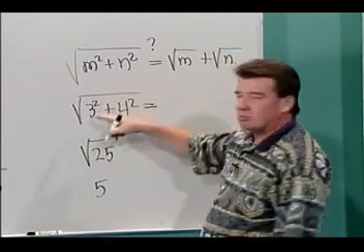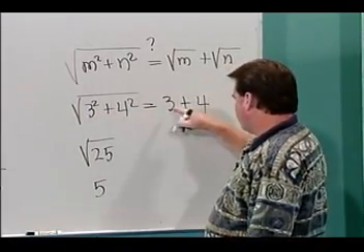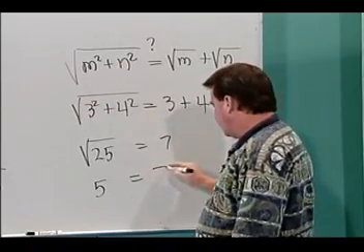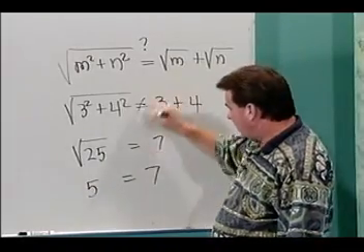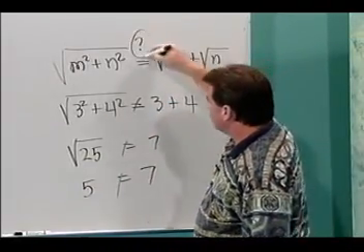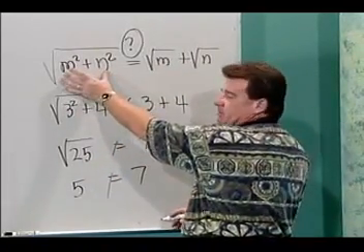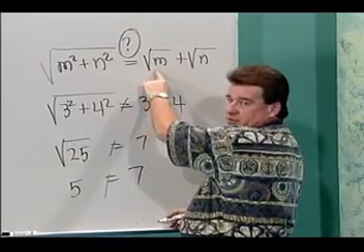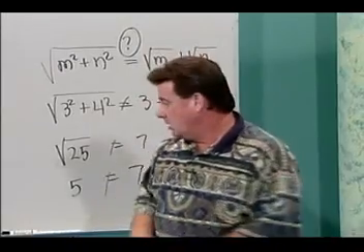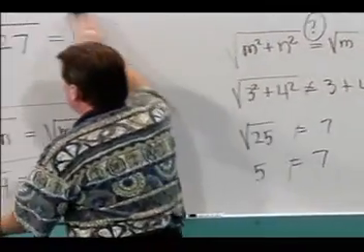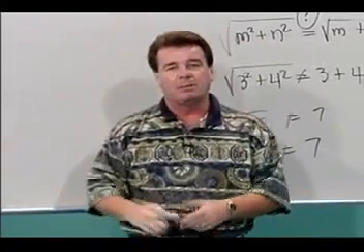Now, can I just break that apart and say the square root of 3 squared is 3, plus the square root of 4 squared is 4? 3 plus 4 is equal to 7. Does this hold up? Does the square root of 25 equal 7? Does 5 equal 7? You can see this is not true. So the question we originally wanted to answer, does the square root of the sum of squares equal the sum of the square roots of each of the numbers? The answer is absolutely not. And why not? Because it doesn't work.